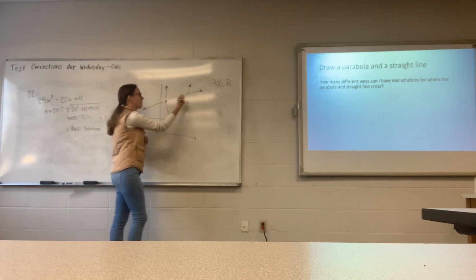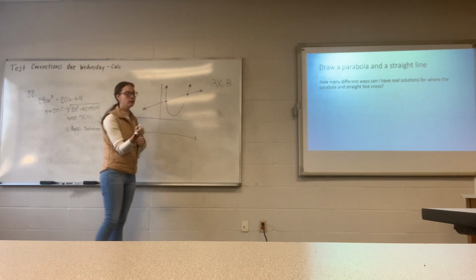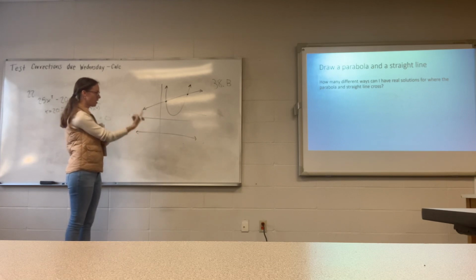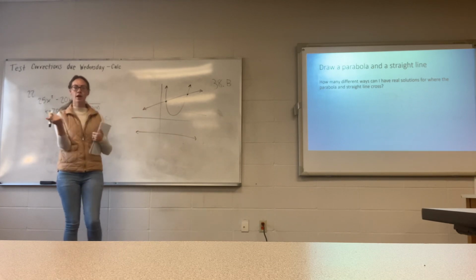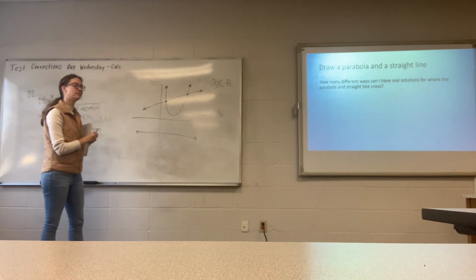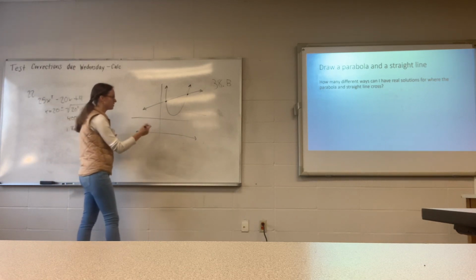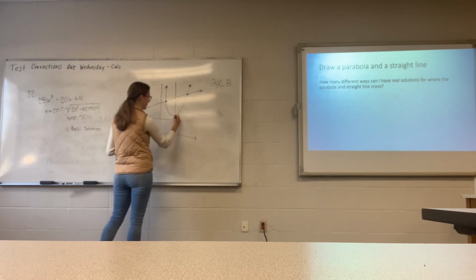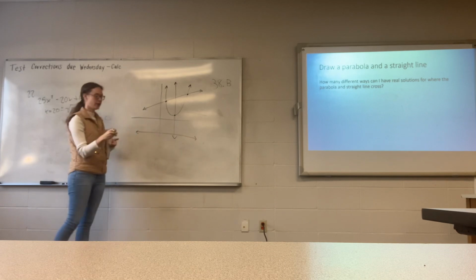Caden, how many fingers do you have back there? 2. Yeah, 2. Okay, so I could cross no times. I could cross 2 times. Could I cross once? How would I do that, Jade? You go straight down the center of it. Yeah, just straight down the center of it. Yeah, I could go like this, just one spot right here. Yeah, exactly. Okay, could I cross it 3 times?